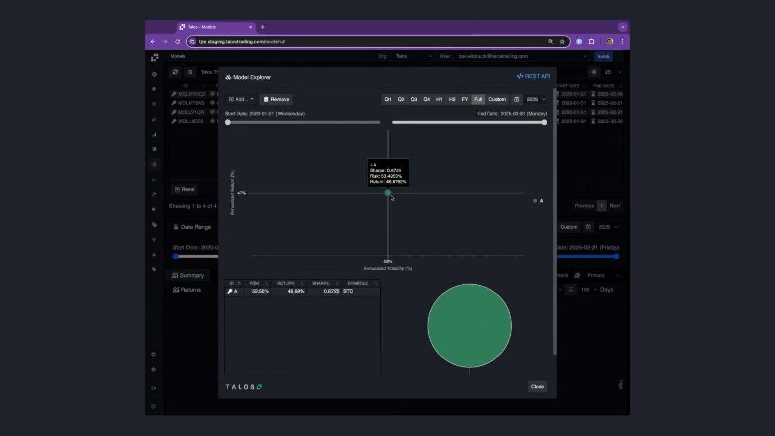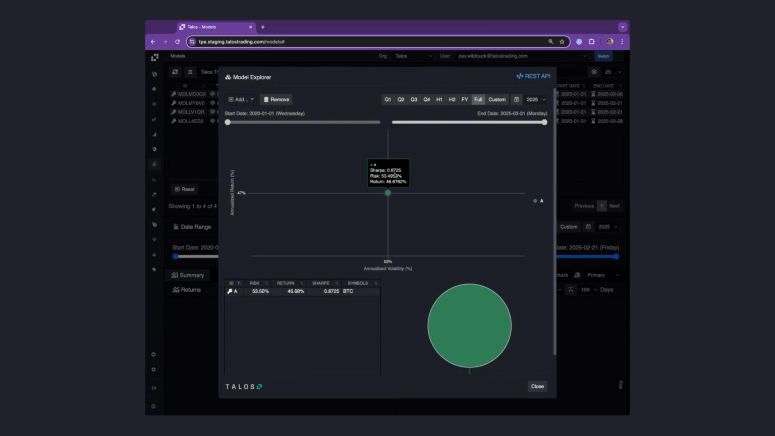What we're looking at here is a single point on this chart, where the x-axis is annualized volatility and the y-axis is annualized return. These are realized returns, starting at the beginning of 2020 up to today. This shows that a portfolio 100% invested in Bitcoin yielded an average annualized return of 46% and an annualized risk of about 53%. The ratio of those two yields what is called a Sharpe ratio of 0.87.